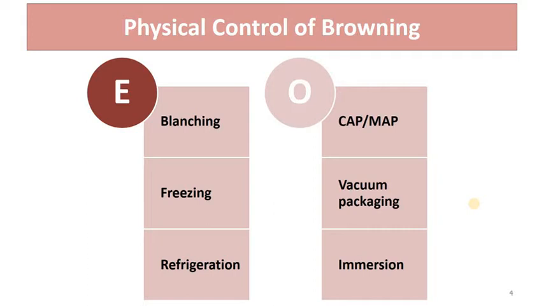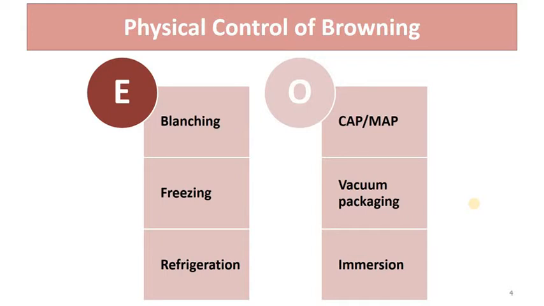So when it comes to physical ways of controlling browning, it's more targeted at the enzyme and oxygen than the substrate. With the enzyme, we mentioned enzymes are proteins. So we can blanch at high temperatures and then the protein becomes denatured. We already know about that. What we can also do is expose the food to the low temperatures of refrigeration and freezing. We know that they are not as effective as blanching. They do not deactivate the enzyme, but they lower the enzyme activity, and that way you lower the chemical reaction rates.